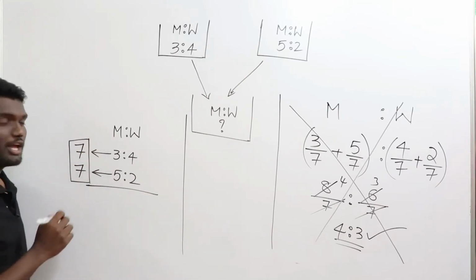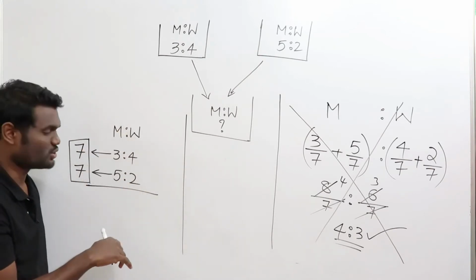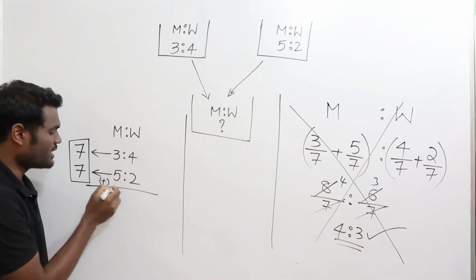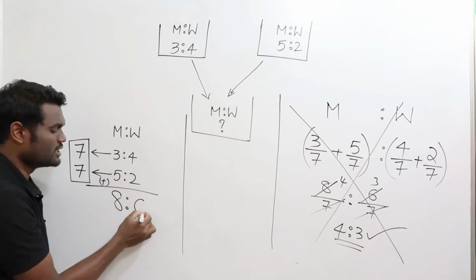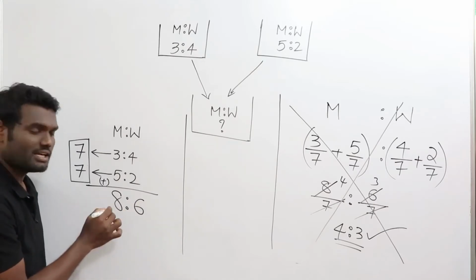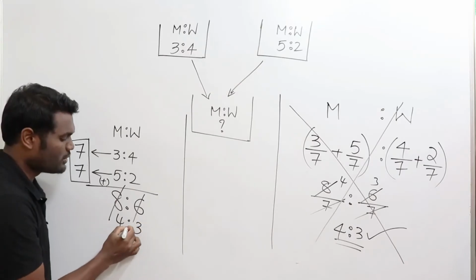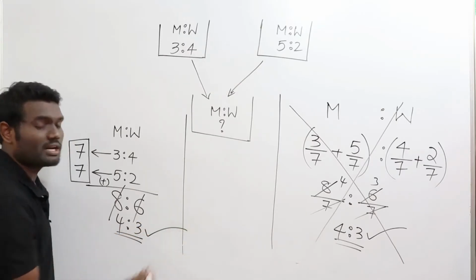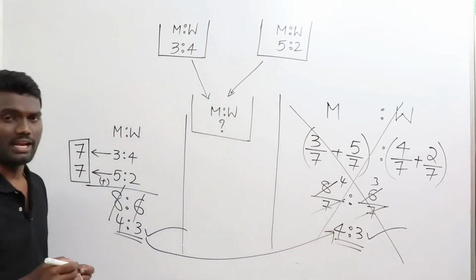you can directly add the ratios instead of doing the calculation. If you add the ratios directly, 3 plus 5 is 8, and 4 plus 2 is 6. Now you can cancel: 2 goes into 8 four times and into 6 three times. So the new mixture ratio is 4:3, which is the same as what we got earlier.